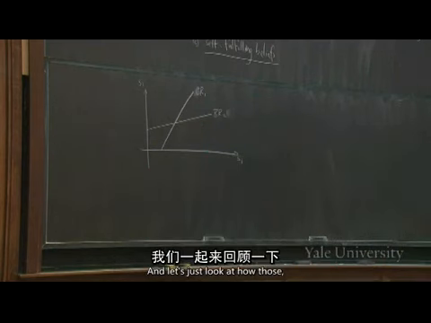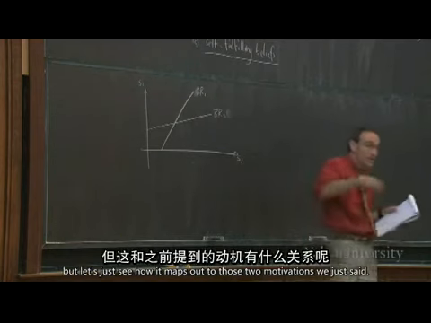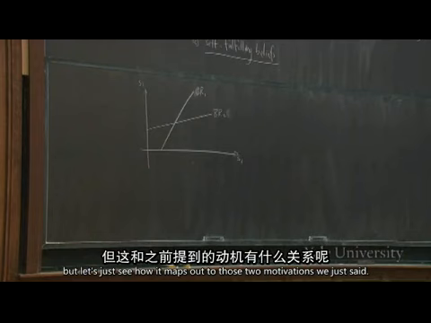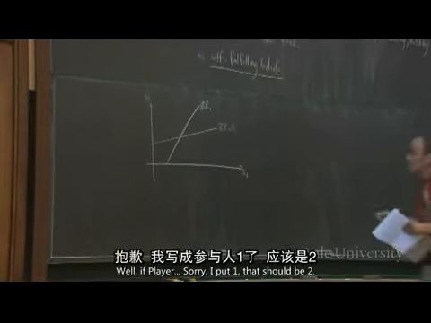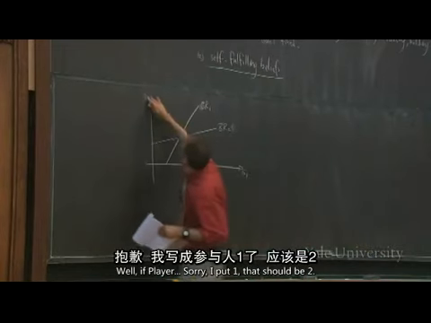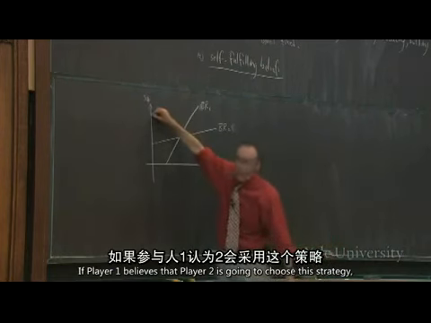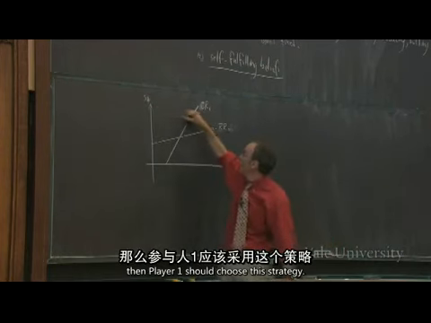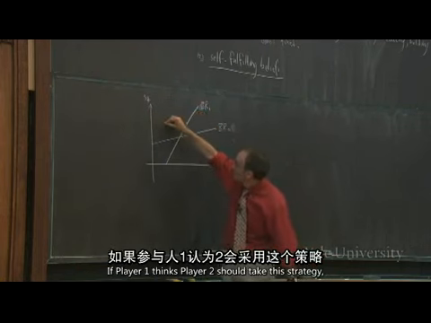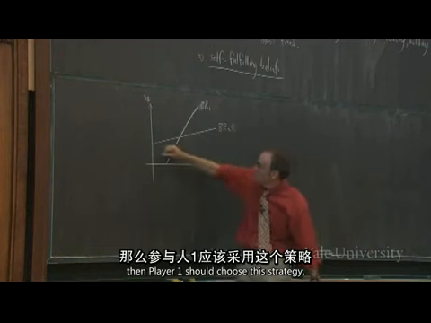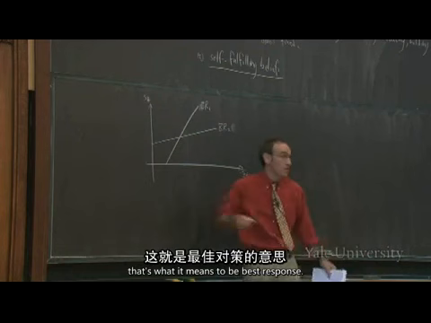And let's just look at how those, it's no secret here what the Nash equilibrium is. Nash equilibrium is where the lines cross, but let's just see how it maps up to those two motivations we just said. So how about self-fulfilling beliefs? If player 1, sorry, I put a 1 there, it should be 2. If player 1 believes that player 2 is going to choose this strategy, then player 1 should choose this strategy. If player 1 thinks player 2 is choosing this strategy, then player 1 should choose this strategy, and so on. That's what it means to be a best response.